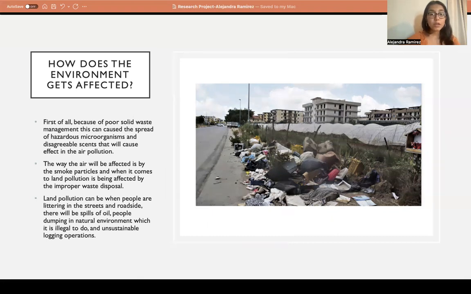Land pollution can be when people are littering in the streets and roadsides, like how we have here. There's a lot of trash on the side of the road, and this is not good. And there will also be spills of oil, people dumping in the natural environment, which is illegal to do, and unsustainable logging operations.